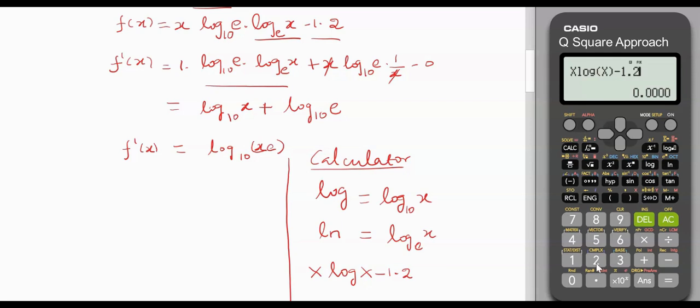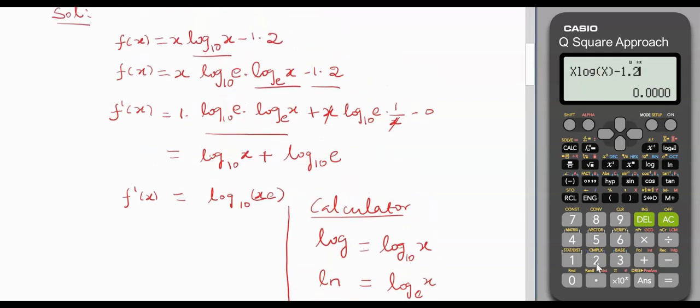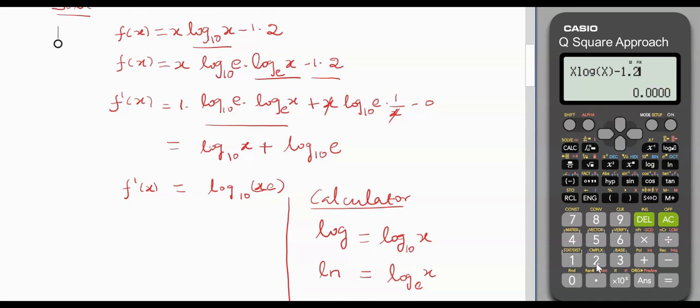Now we start with x is equal to 1. f of x is this f of x, x log base 10 x minus 1.2. We start with x is equal to 1 because for x is equal to 0, log 0 is undefined. So we'll find f of 1 value. In the calculator, press calculation button and give x is equal to 1. Then we have minus 1.2, this is negative.